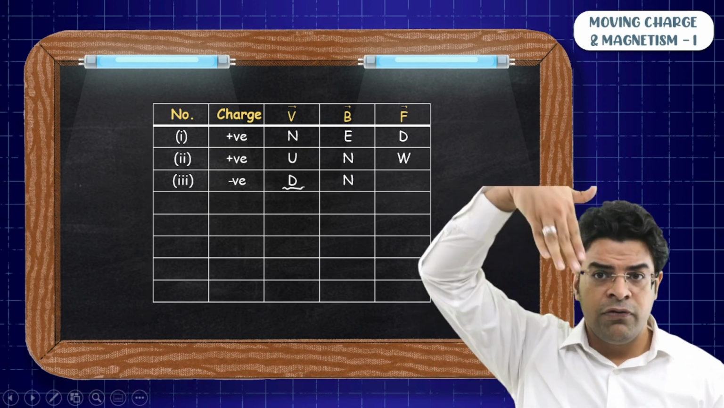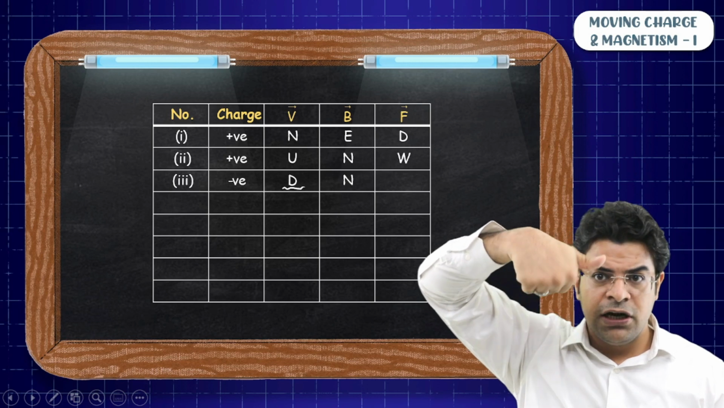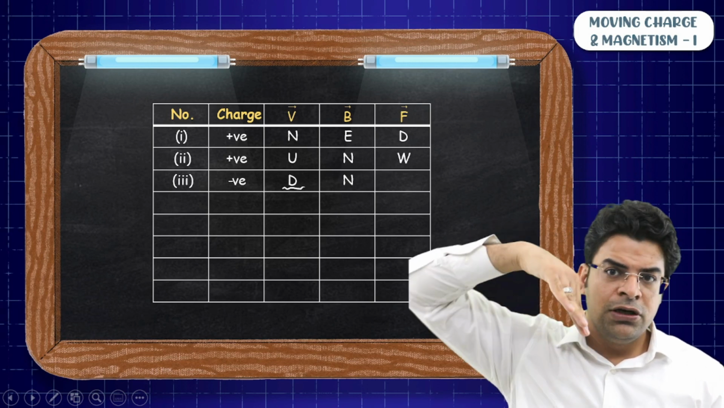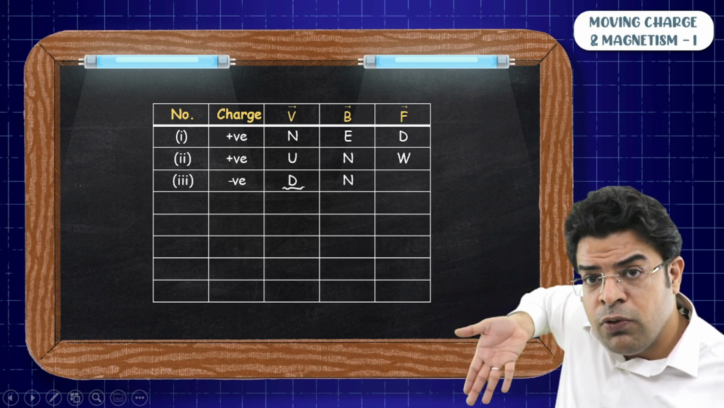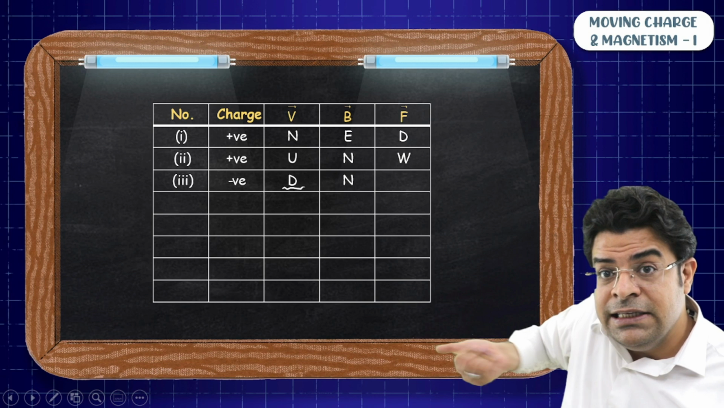So align the finger of the right hand in the downward direction. This is curling towards south, curling towards west, curling towards east. We need to curl it towards north. So align downward, curl it towards north. When you do it, you get east.